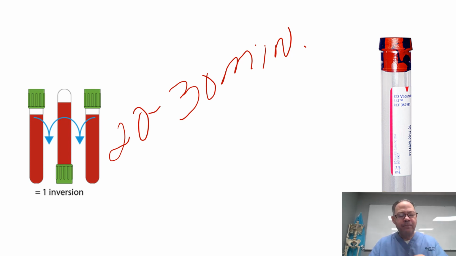So because of that, between 20 and 30 minutes that this whole sequence of coagulation will occur, that's when we wait before we centrifuge.